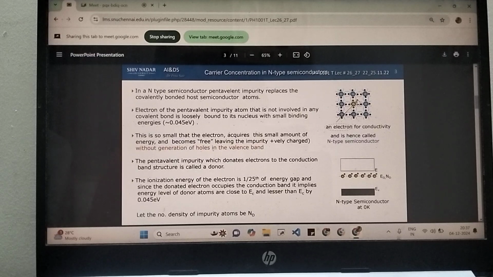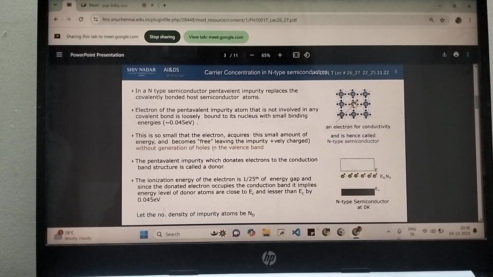Its binding energy is very small. It is of the order 0.045 electron volts. Meaning if I supply a small amount of energy itself, that electron will become free. It will break free from this atom and go into the conduction band. So when that happens, what we get is one free electron in the conduction band and one unit positive charge on this atom, but a hole is not created.